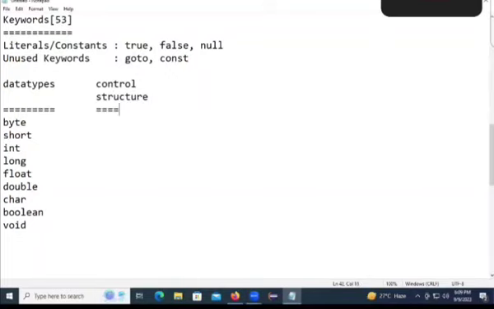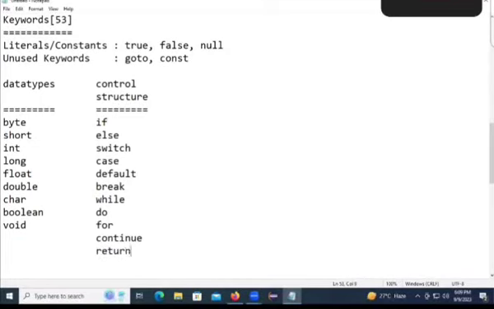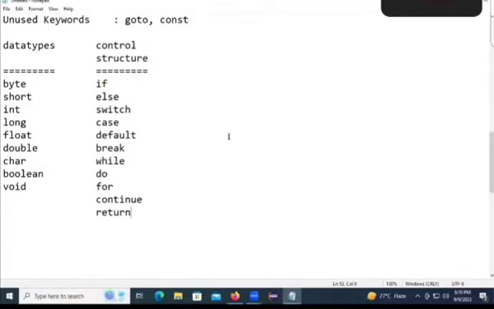After this, control structure related keywords: if, else, switch, case, default. In if else, we have two. Switch case, then default, break. In loops, we have for, while, and do while. Then continue and return. So these are the keywords related to control structure.